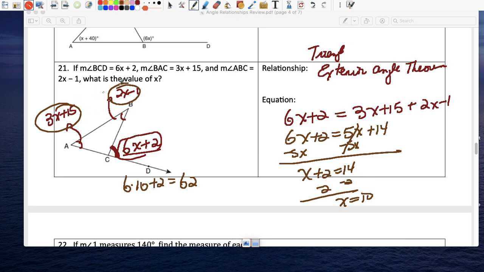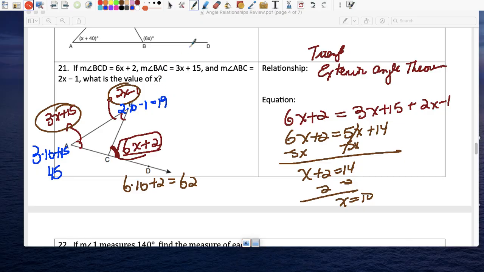So the other two combined should give me 62. Let's see if I'm right. So 3 times 10 plus 15, because x equals 10. That gives me 3 times 10 is 30, plus 15 is 45. Here it's 2 times 10, which is 20, minus 1 is 19. No! Where did I mess up?